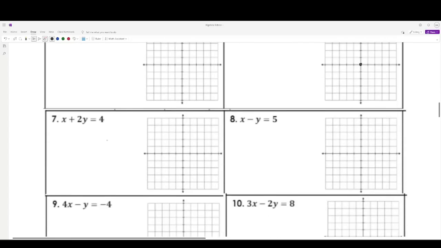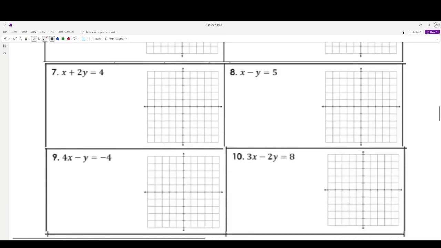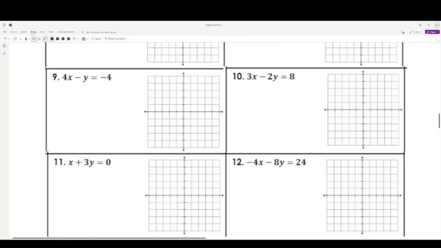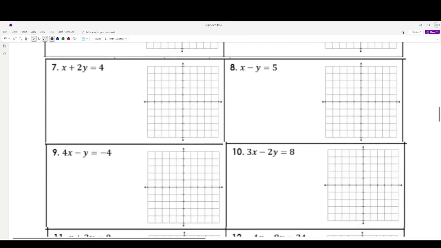Number 7, let's see, 7 through 10. 7 through 12 are all out of order, so we need to rearrange them first. We do that just like the earlier ones by subtracting and dividing. So here I would get y equals negative x plus 4. That's after I subtract x. And then I divide both sides by 2, so I get something like that.